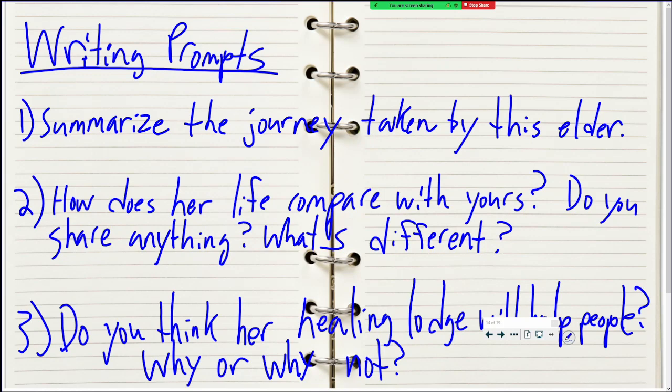Okay, how does her life compare with yours? Do you share anything? What's different, right? For a question like that, I would say don't think that anything is too obvious. Talk about your age, talk about your gender, talk about your culture, right? Talk about your experience with going to a healing place. Talk about your experiences with ceremony. Is there anything in her life that you can identify with, right? Anything that you can relate to and put into your writing, right?